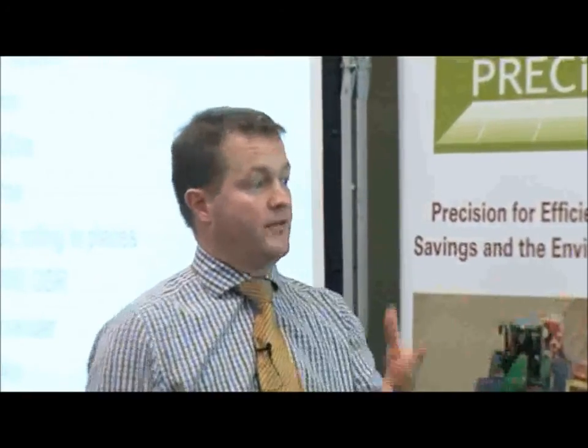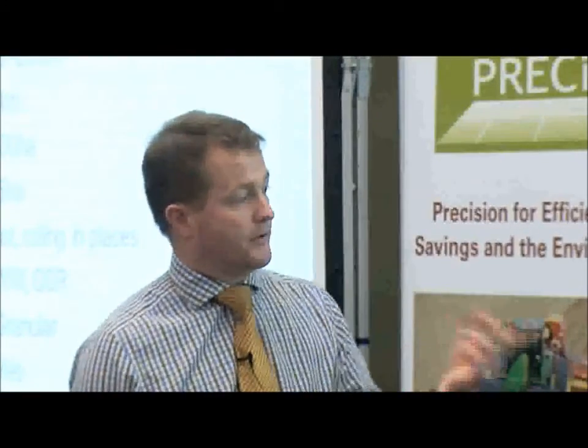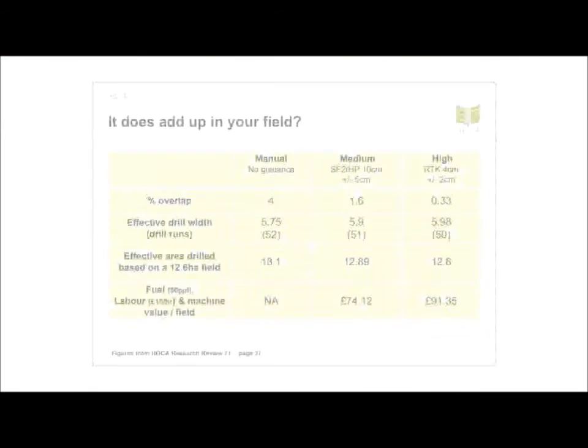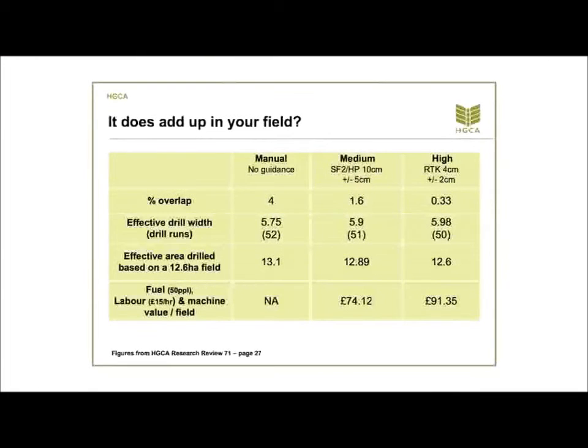So on that basis, if we're looking at money, what will it mean in that field and across my farm? Okay, let's look at some of the simple costs and see what that might mean in terms of pure economics. If we take our manual or no guidance, where you are now, you've got a 4% overlap, an effective drill width of 5.75. What it really means is you're actually drilling 13.1 hectares instead of drilling 12.6, the field size. You're over drilling more of the field than you have to.